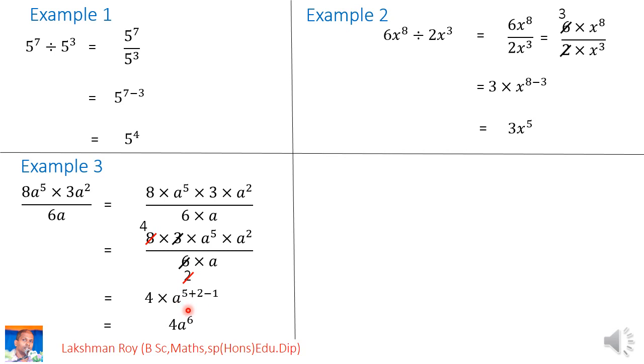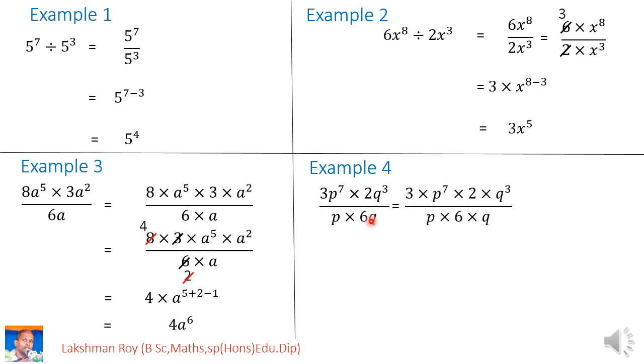Next, move to another example, students. This one: 3 times p to the power 7 into 2 times q to the power 3, should divide by p into 6 cube. Between these two multiplications, you can separate the numbers. See here, this is the product. Then I'll separate the numbers, that is easy for me.